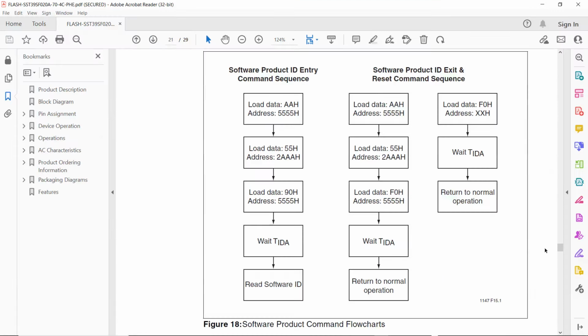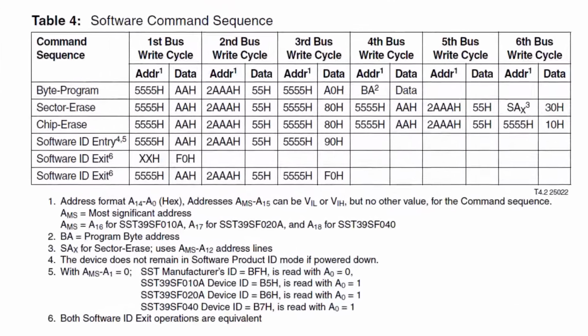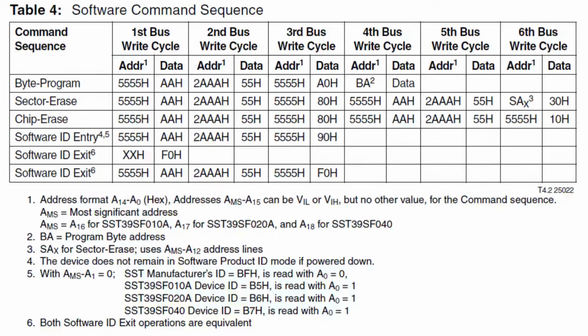Now, if we go back to the flowchart, it says we can now read the software ID. How do we do that? If we look back at Table 4, the software ID entry has two notes, 4 and 5. Note 5 tells us that by keeping all address lines from A1 to the most significant address line low, we can read the manufacturer ID with A0 set to a low, and we can read the device ID with A0 set to a high. In other words, address 0 will contain the manufacturer ID, which is BF, and address 1 will contain the device ID, which is either B5, B6, or B7, depending on which chip we've inserted.